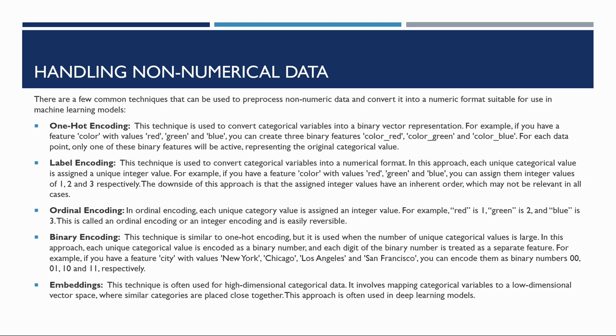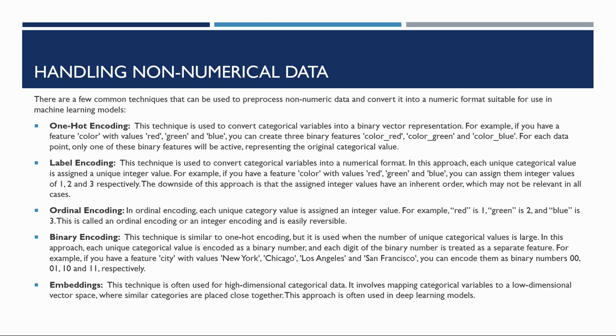One-hot encoding. This technique is used to convert category variables into a binary vector representation. If we take an example, a feature like color with values red, green and blue, you can create three binary features like color red, color green and color blue. Basically it creates three different columns. For each data point, only one of these binary features will be active. So this way, one-hot encoding will convert categorical data into numerical data.